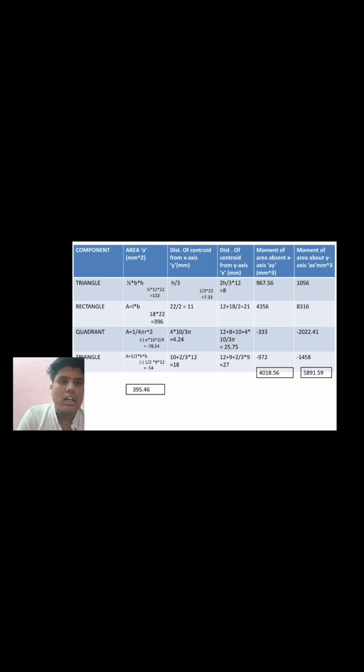That is, we will multiply the area and the centroidal distance, so we get these values. All the summation will give the values of this. So that's it for today, guys. Thank you.